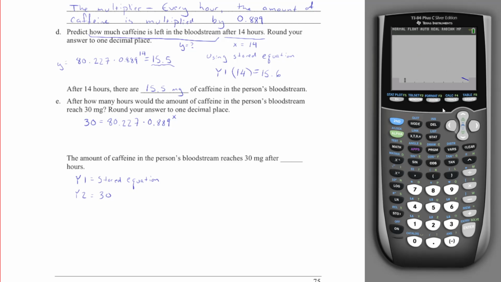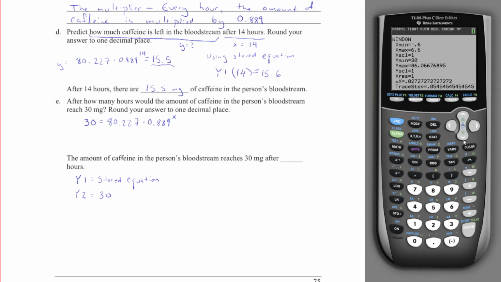So maybe I'll try zoom fit. Leave the x values alone, adjust the y values so that I can see both of my graphs. That doesn't seem to help much. I can't see where these lines cross, but I can see that if I go further off to the right, I'll get them to cross. So I guess I need to adjust my window.